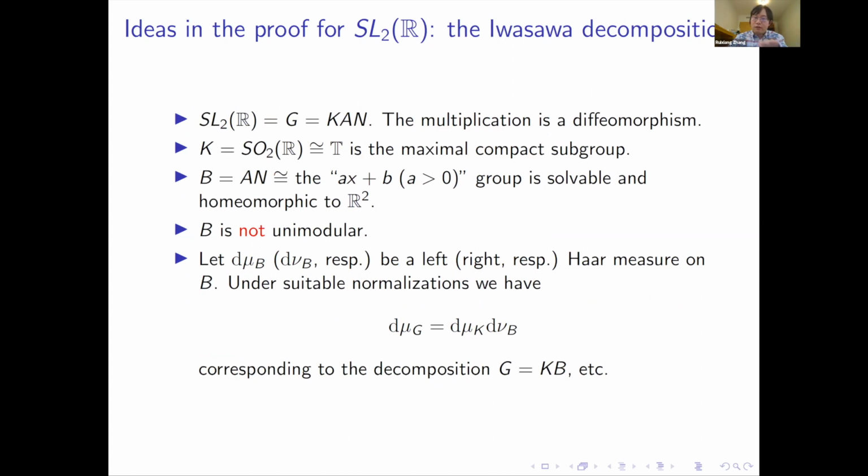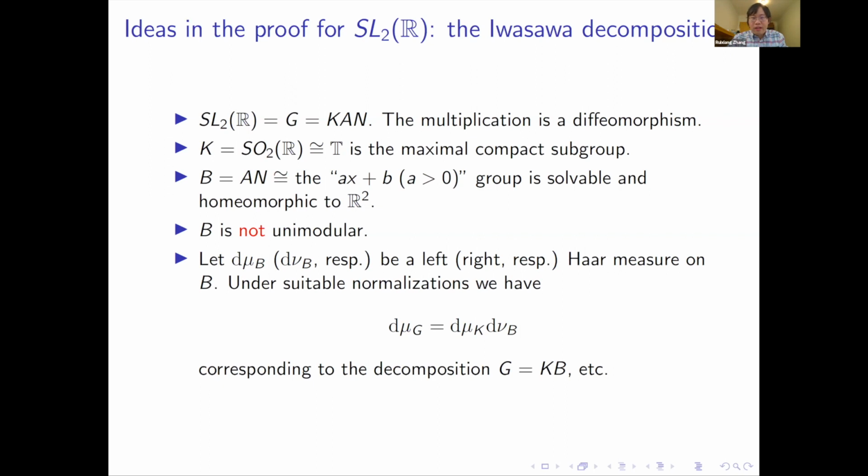So if G is SL2 of R, you can decompose it as the product KAN, and this multiplication is a diffeomorphism. So what are those groups? The group K is the maximal compact group. It's going to be SO2 of R. It's isomorphic to the torus, as we just saw.